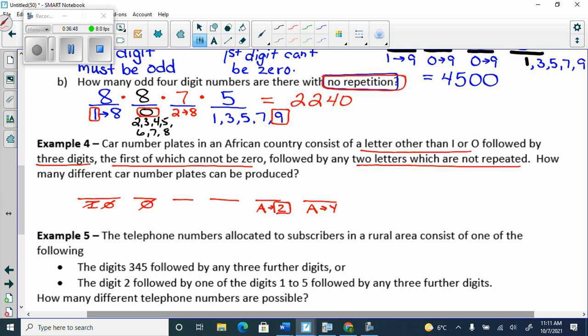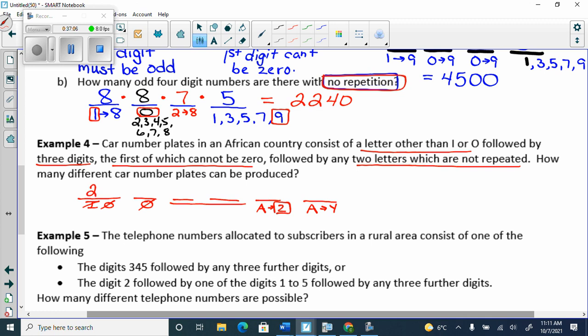So what are my options on the first one? I have to deal with the restrictions ones first. So these 2 blanks right here, I'm going to deal with last because there were no restrictions on them, correct? So I deal with the restrictions first. So this first blank can't be I or O. So how many options do I have?